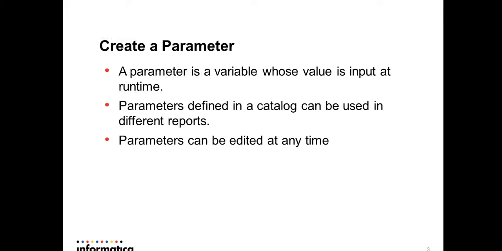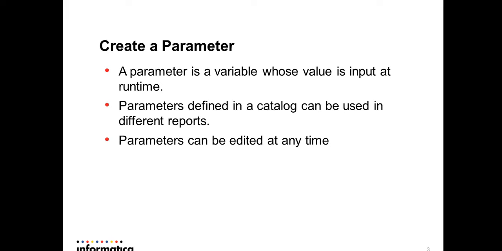So a parameter is a variable whose value is an input at runtime. If a report contains a parameter, you will need to specify a value for the parameter when running the report. For example, you may want to input order date as an input parameter when running a report, so that only orders on that date will be displayed. In this way, parameters can be used as a part of the query, so in the search criteria, so that only the records which satisfy the specified parameter values are retrieved.